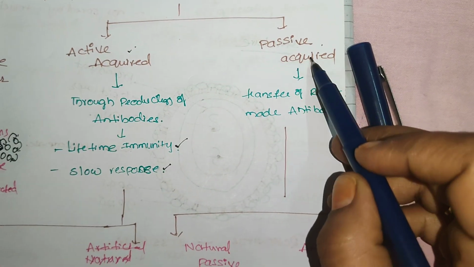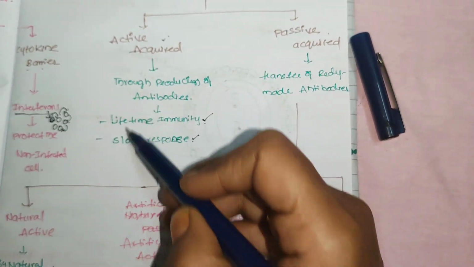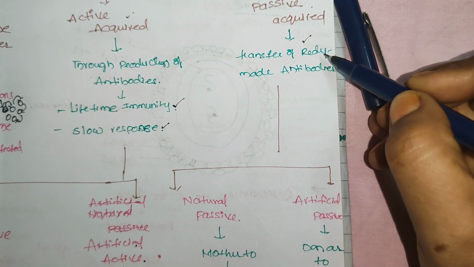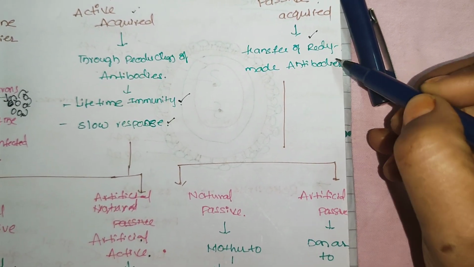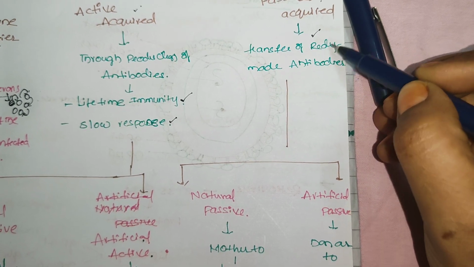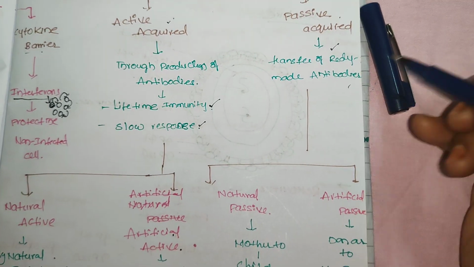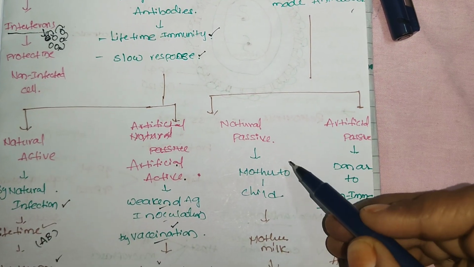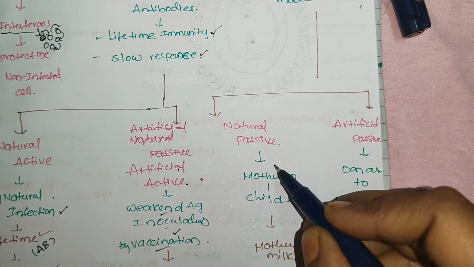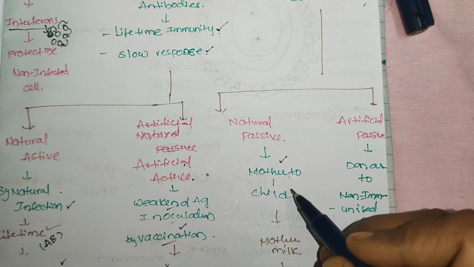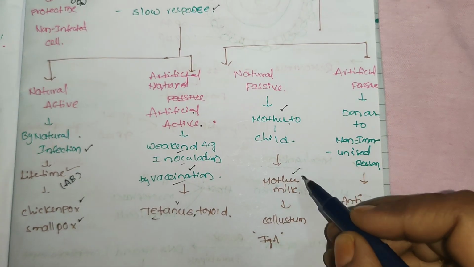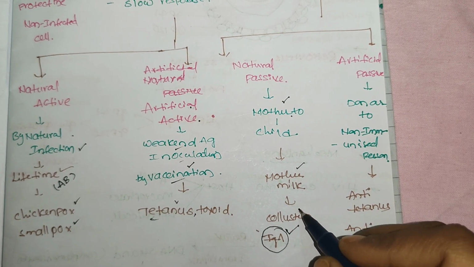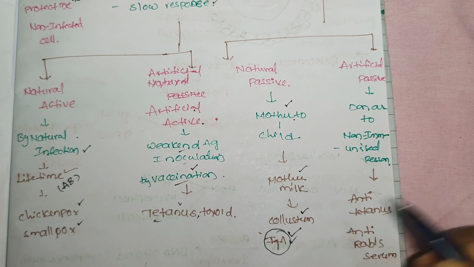Then we come to passive acquired immunity. Active gives lifetime immunity; this is passive acquired immunity. Ready-made antibodies are transferred, which are not produced in our body but are injected. Here also there are two kinds: natural passive and artificial passive. Natural passive means the antibodies enter the child directly from the mother. Example: mother's milk. In mother's milk we have the antibody IgA. The first mother's milk is called colostrum, and it contains IgA antibodies.